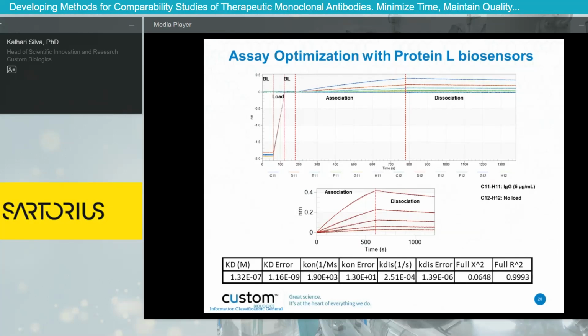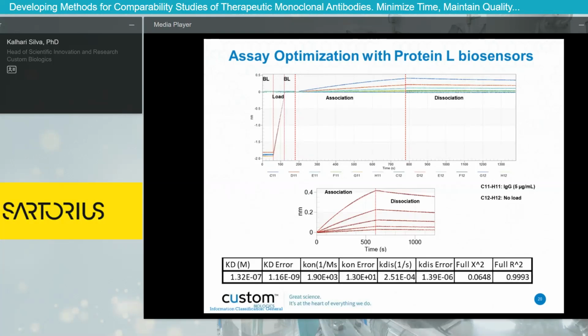In this case, it is an antibody down approach. So we immobilize the monoclonal antibodies at 5 micrograms per ml. And then we also have a parallel biosensor set without a load. And they were all dipped into the MMR, or the macrophage mannose receptor, at different concentrations. So here we used 5 non-zero concentrations. One thing to note here is that the association is quite long and the dissociation as well.